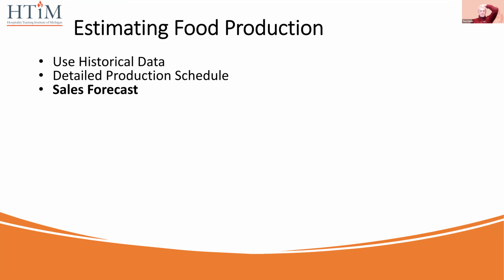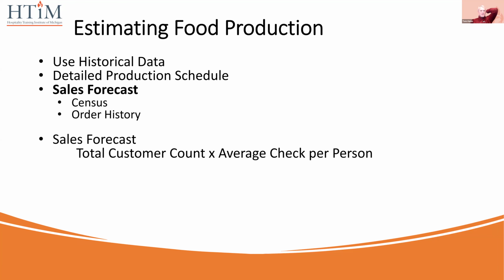Our sales forecast is going to be something that we lean on, using census type of information as well as our order history. We're going to use our sales forecast. It's really about our total customer count. We have that information in our point of sales or whatever we use to keep track of that. We have to understand how many customers have visited us in a certain time frame.